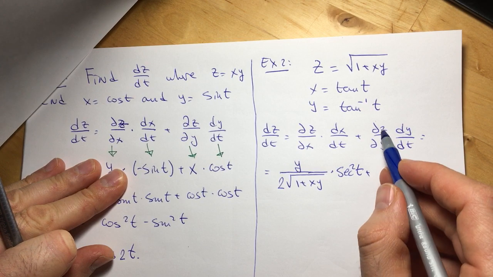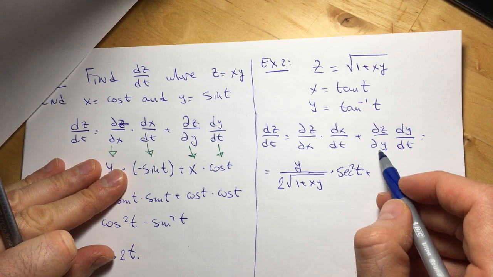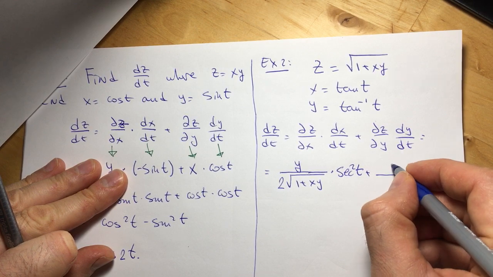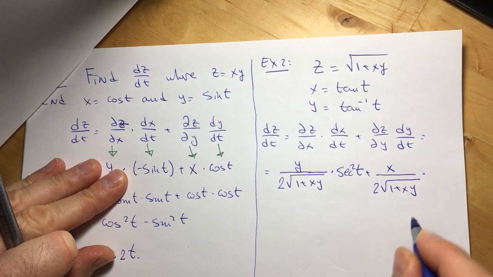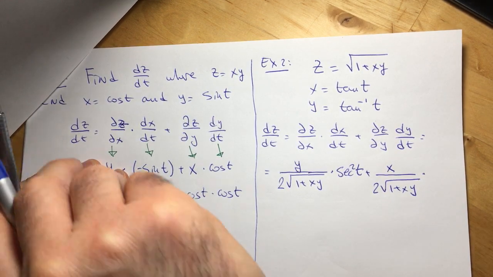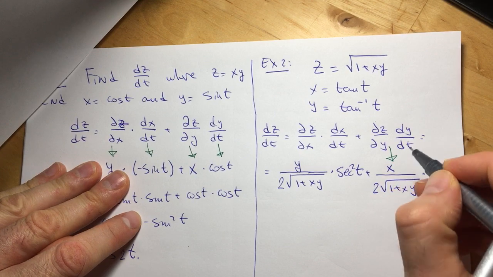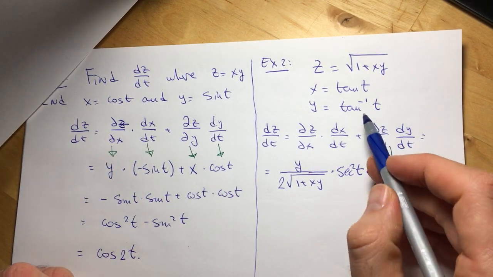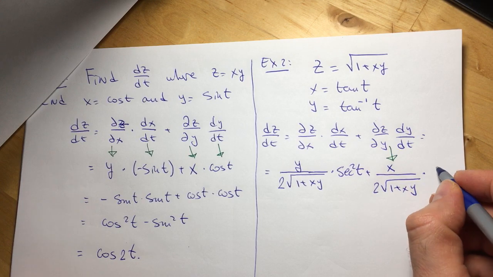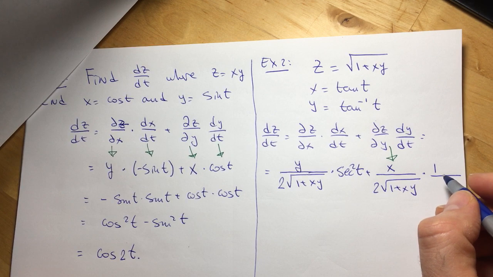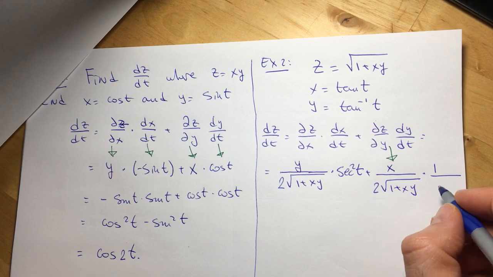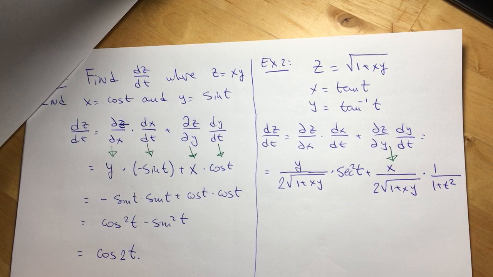plus derivative partial z partial y. By some symmetry, I'll let you guys figure this one out by yourself. It's very simple. Times, so that's partial z partial y times dy dt. The derivative of arctangent of t is 1 over 1 plus t squared. Okay, so let's simplify this if possible.